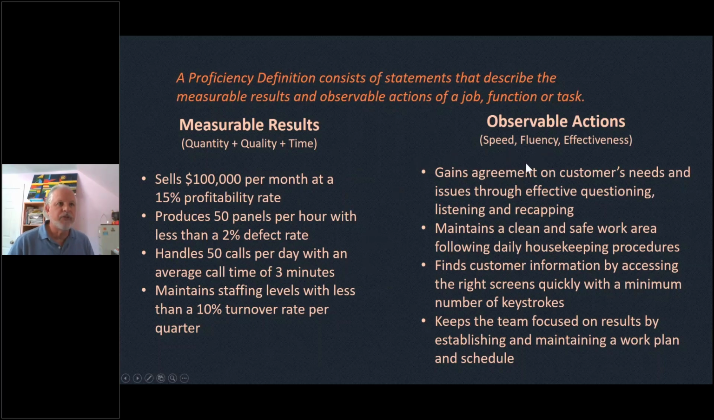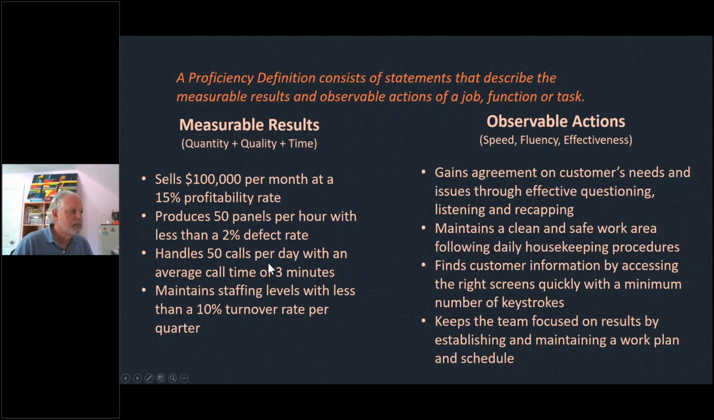It also doesn't have to be quantitative. It could be observable actions, because watching someone do something, you can tell whether they're doing it well. For example, can a salesperson gain agreement on a customer's needs and issues through effective questioning, listening, and recap, et cetera. Here are a few other examples. There's a process you can work through, and a workshop that we have on how to define proficiency in a very systematic way. Once you have that, then you know exactly where you're going.